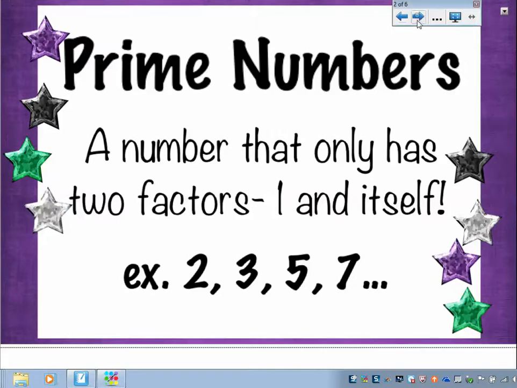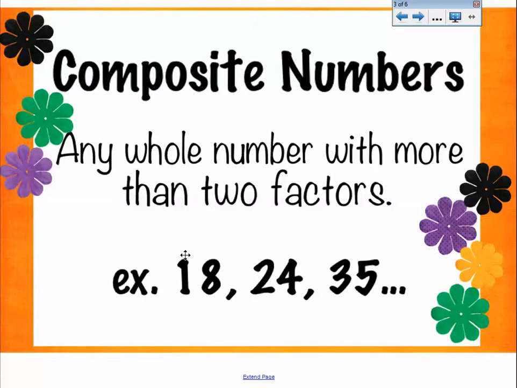So let's look at composite numbers. Obviously it's going to be the complete opposite. It's any whole number with more than two factors, which means it will have 3 or more. So for example, 18. Well, what could you multiply together to give you 18? I can think of 1 times 18. There's two factors. But I could also think of 3 times 6 or 9 times 2. So all of those would be factors of 18, making it have more than two factors and making it composite.